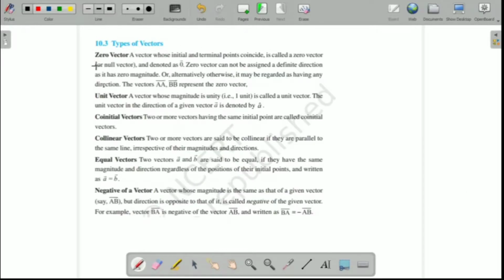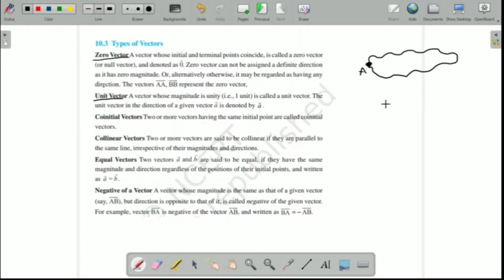Types of vectors. Zero vector: a vector whose initial and terminal points coincide is called a zero vector or null vector. Let us consider one point. A person is traveling and returning to the same point, so that displacement will become zero. That is known as a zero vector. Displacement will become zero. This is one example.